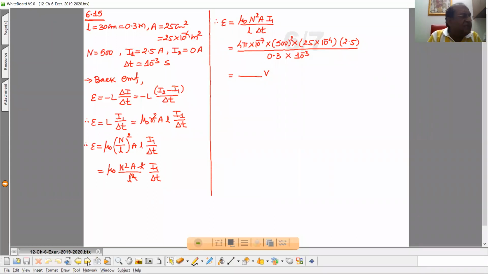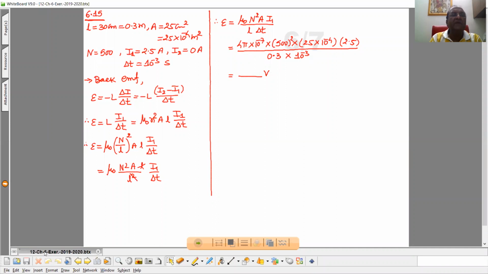Then example 6.15. An air-cooled solenoid with length 30 centimeter, area of cross section 25 centimeter, and number of turns 500 carries a current of 2.5 ampere. The current is suddenly switched off in a brief time of 10 raised to minus 3 seconds. How much is the average back EMF induced across the ends of the open switch in the circuit? Ignore the variation in magnetic field near the ends of the solenoid.